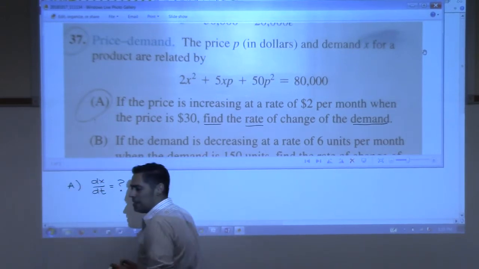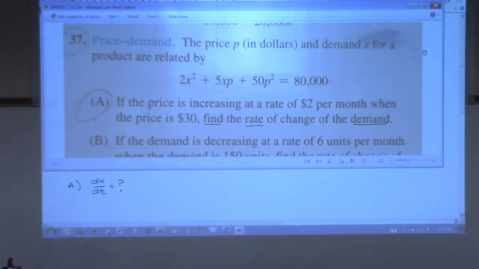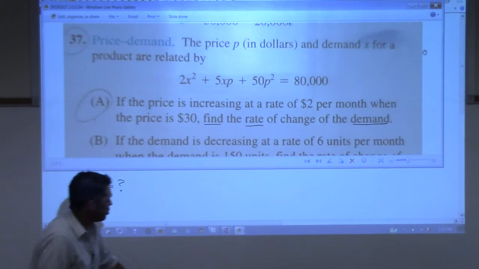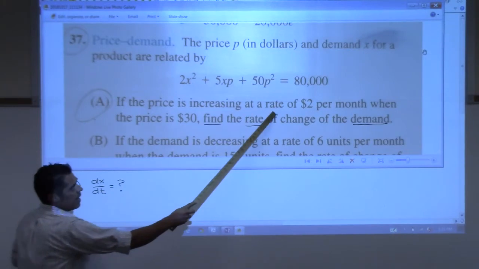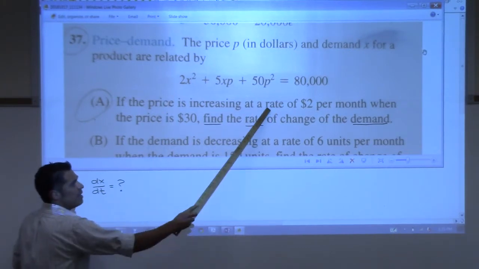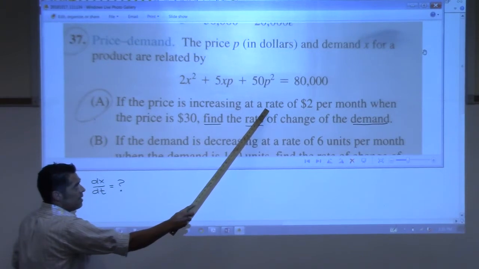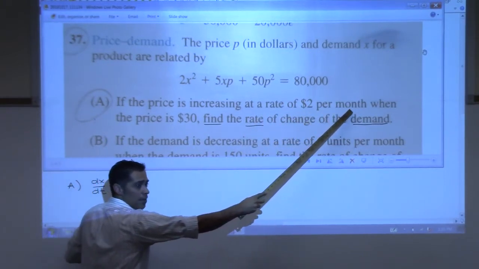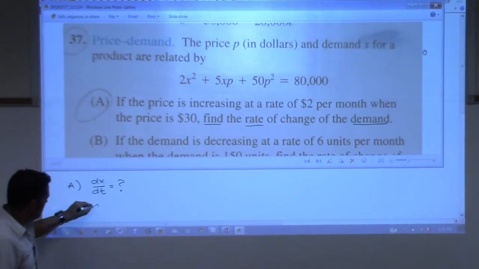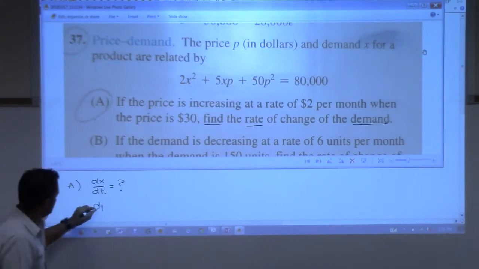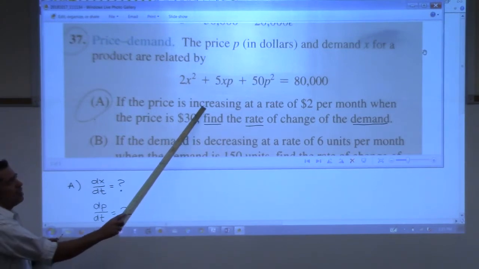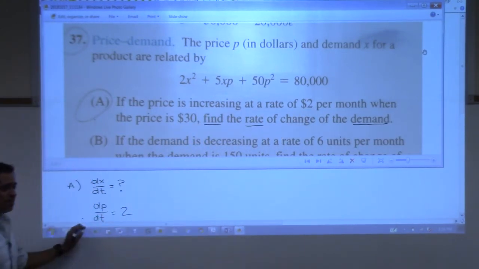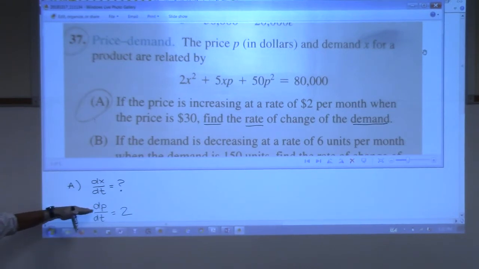Okay, now do we have any given information that's going to help us get dx dt? There's more stuff in the problem, right? Price is increasing at a rate. So isn't price rate, isn't that the derivative of price? Yes. Okay, and it's $2 per month, and that's a measurement of time. dP dt, capital P, lowercase p. dP dt is what? 2. Now it's positive 2 because it's increasing. Had that been decreasing, we would have put negative 2. Make sense? Price increasing at a rate of $2 per month.